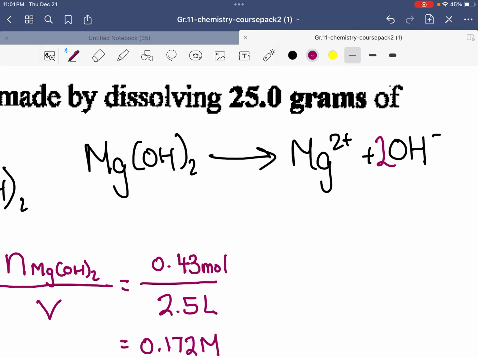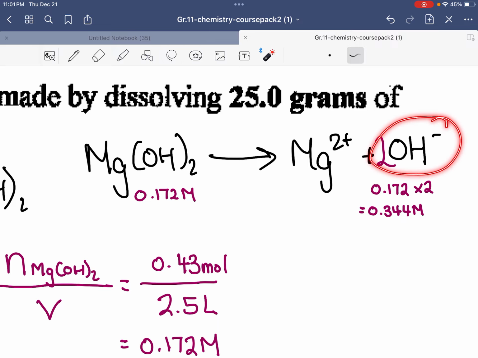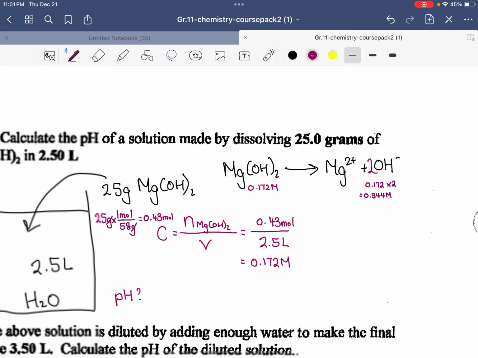So let's go back here then. So if the concentration of this is 0.172 M, what would this be? Well, the ratio was 1 to 2, right? That means this is going to be 0.172 times 2. That means 0.344. Why do we need that? Why do we need to know the concentration of OH-? Well, that's because if you want to find the pH of a base, you need to first find pOH. pOH is equal to the negative log of OH- concentration.